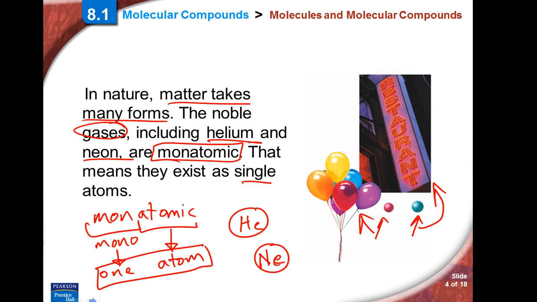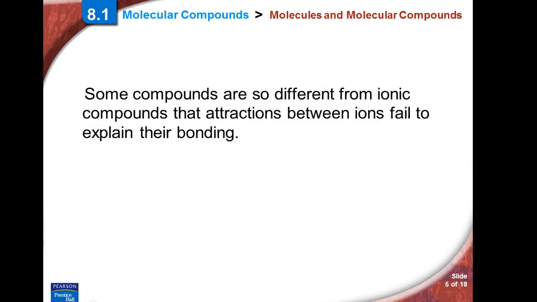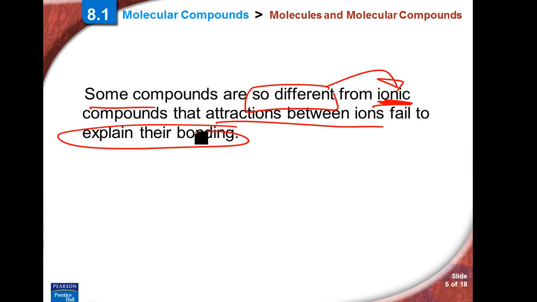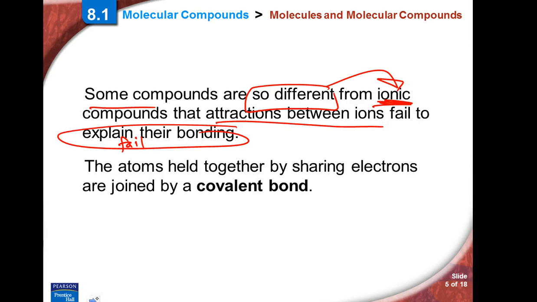All right, so some compounds are so different from ionic compounds that attraction between ions fails to explain their bonding. So these atoms are sharing electrons and are joined by what is called a covalent bond.